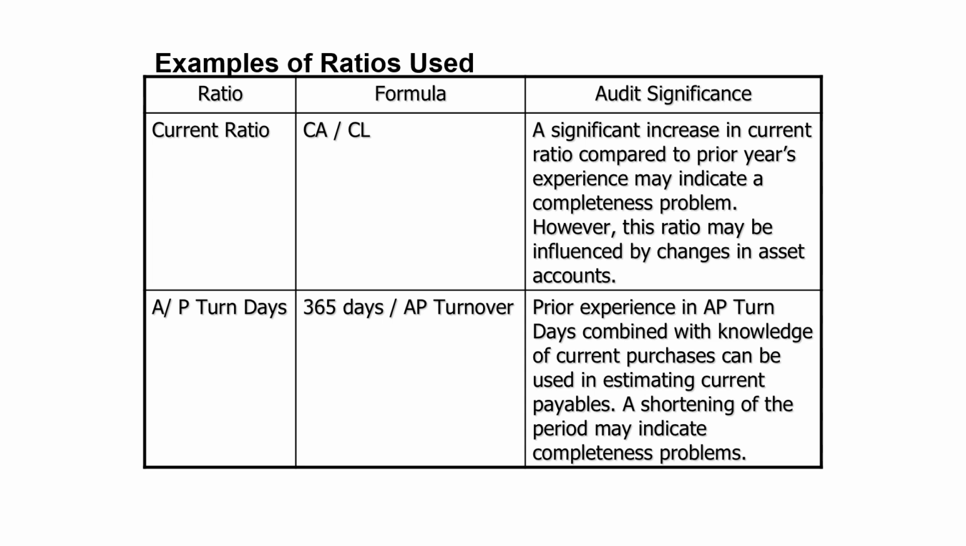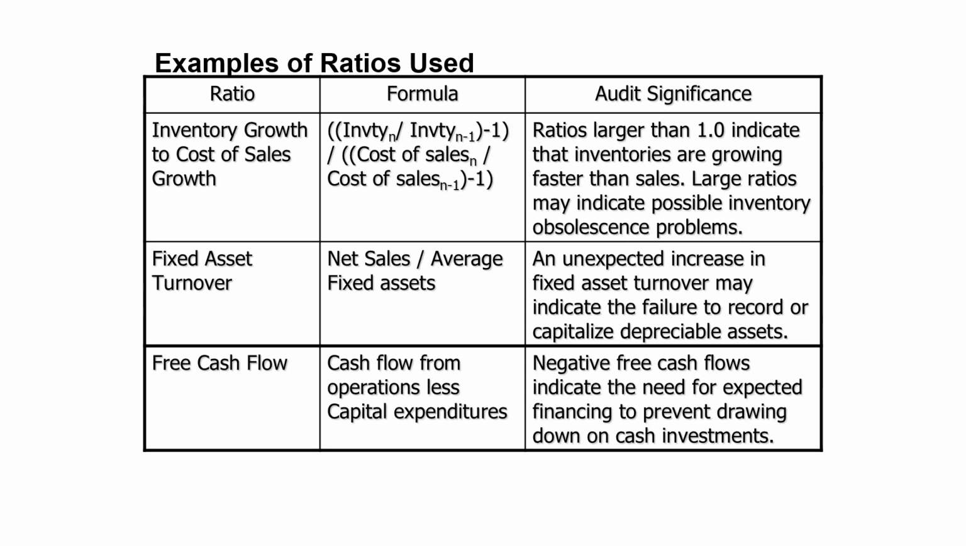Another favorite ratio used in substantive analytics is the accounts payable turn days. Prior experience in accounts payable turn days, combined with the knowledge of current purchases, can be used in estimating current payables. A shortening of this period may indicate completeness problems for the audit side as well. Okay, but again, there may be valid reasons why the ratios are changing.